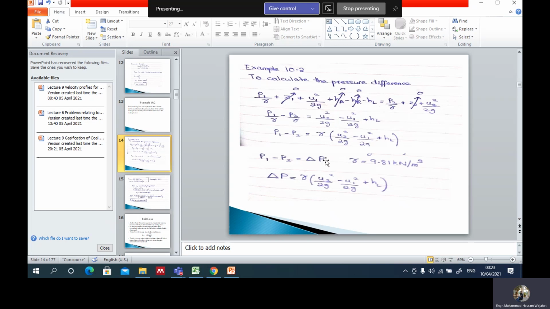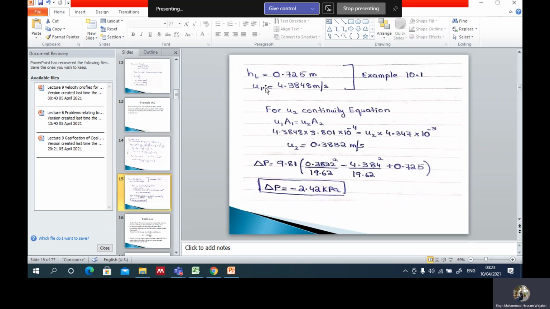In the previous example, we already calculated the value of U1 and U2. हमारे पास जब दो एरियाज थी तो दो एरियाज के जरिए सेम फ्लो रेट से हमने U2 निकाल लिया था, U1 निकाल लिया था. ये देखें HL हमने 0.725 पहले निकाला था, U1 भी हमने पहले निकाला था. जिस तरह हमने U1 निकाला था, using the continuity equation we take out U2. Once we have U2, just simply put it in the pressure equation. You will find out the value of delta P. In this case, it is negative 2.42 kilopascal, which means that it is below atmospheric pressure.